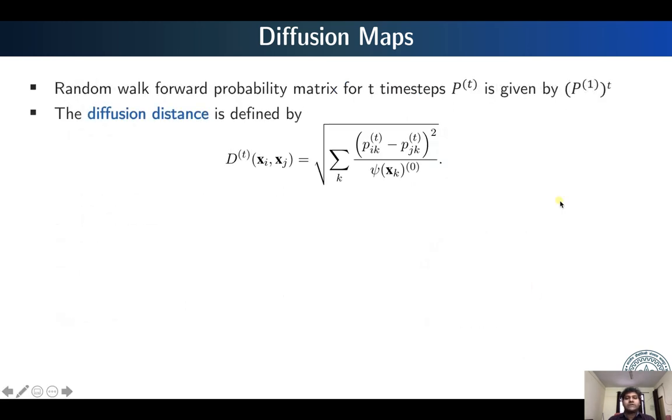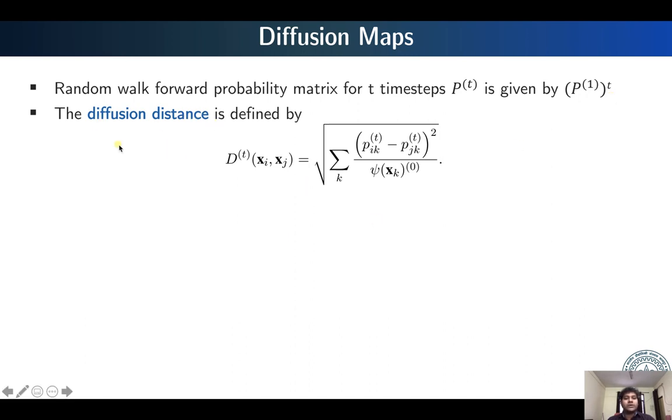Now we can think of this particular probability matrix as the random walk forward probability matrix for a single time step. If we want to compute the probability matrix for t time steps, which is denoted by P superscript t, it is given by the matrix exponentiation of the single time step transition probability matrix. The exponentiation is with respect to t, which is the discrete value which gives us the number of time steps.